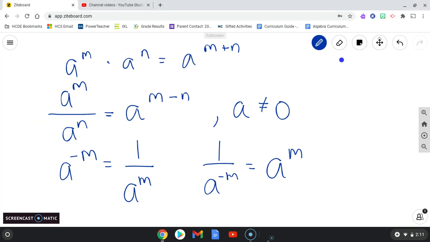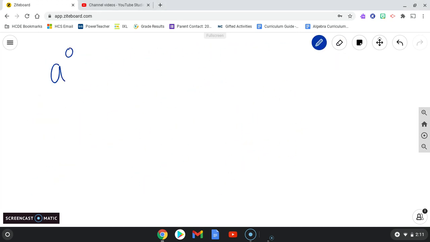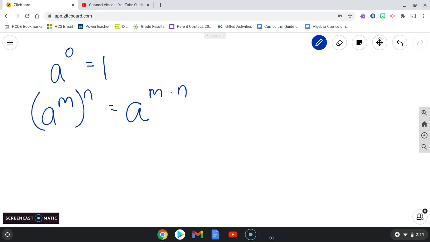Next, we talked about the zero property. So anything to the zero power is equal to one. And then we talked about raising an exponential term to another exponent. So a to the m, that quantity to the n, is a to the m times n. So we have product, quotient, negative, zero, and power properties. There are five total. You should be able to use these five properties to simplify expressions involving exponential terms.